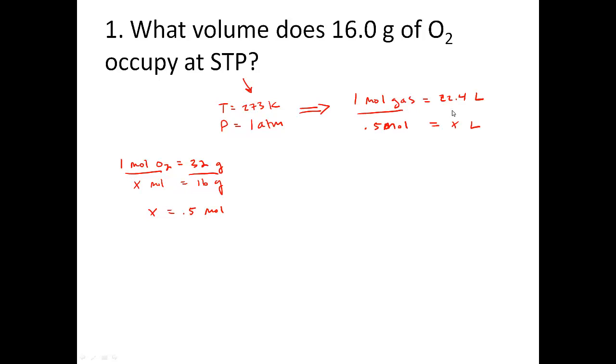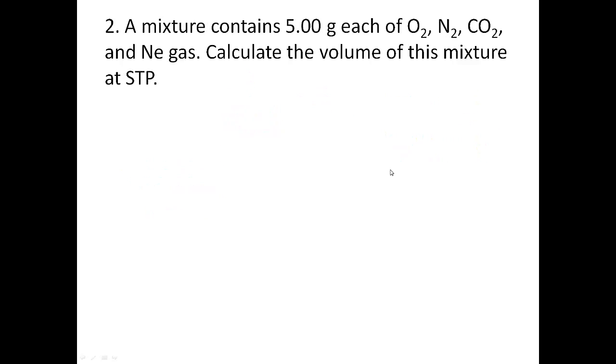Guess what? We've got another ratio. Solve for x, and you're going to get 11.2 liters. So 16 grams of oxygen is going to take up 11.2 liters of space. Mixture of gases, 5 grams each. Calculate the volume of this mixture at STP.